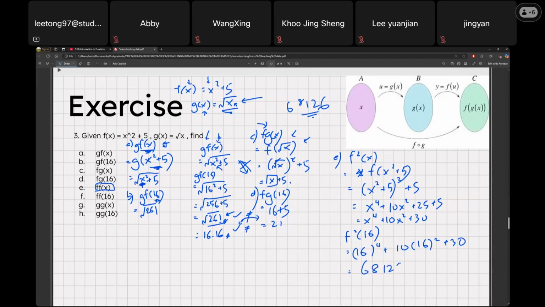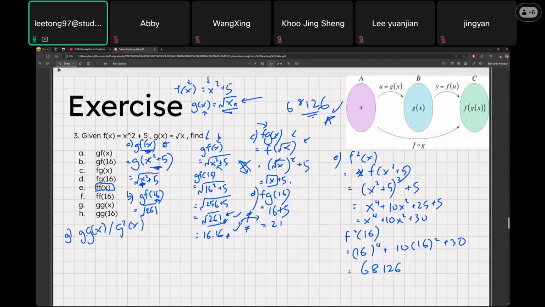Six, 8, 1, 2, 6. So it's the same. So this is correct. Okay, next. G. G will be GGX or G square X.